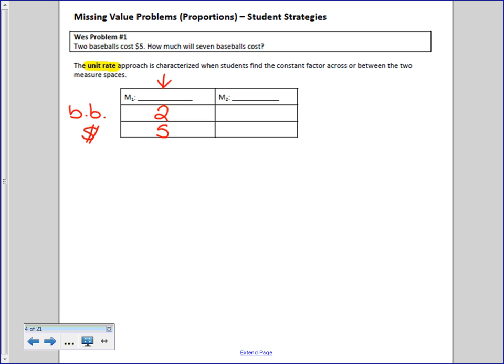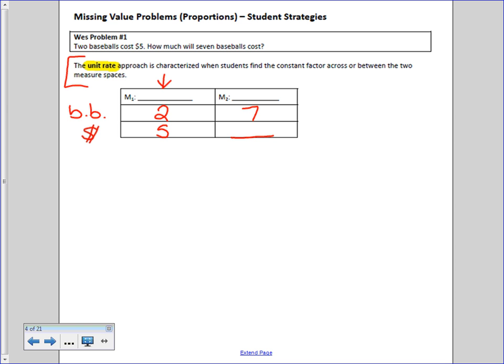The second column is the second sentence. How much will 7 baseballs cost? So we put 7 in the baseball. We're going to leave the money blank because that's what we want to solve for. I would put this sentence in your yellow pages.